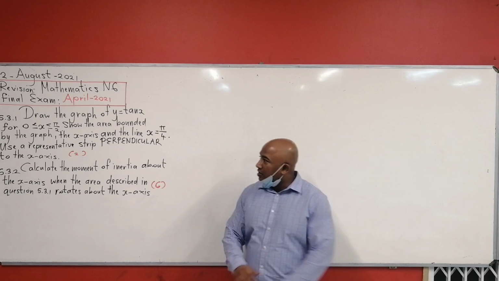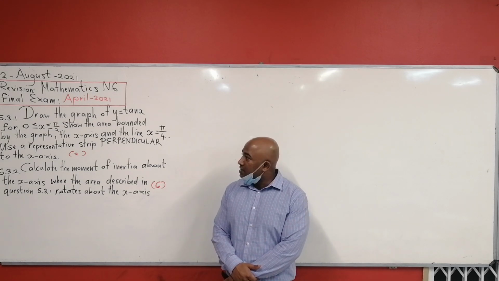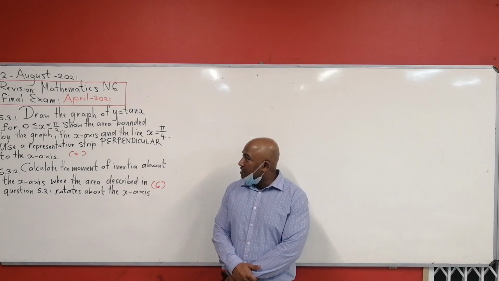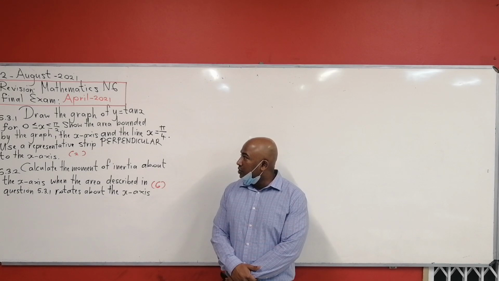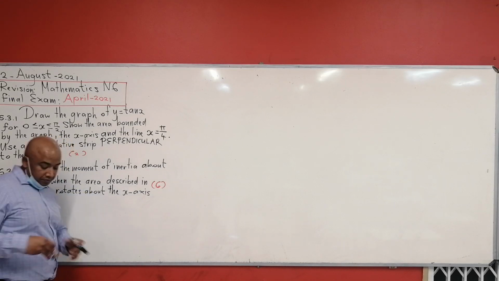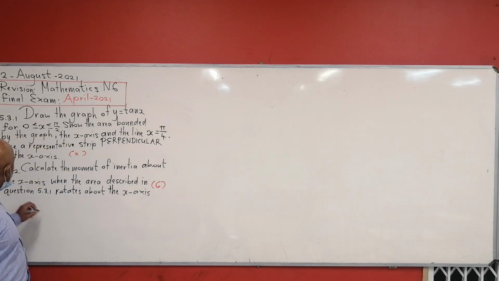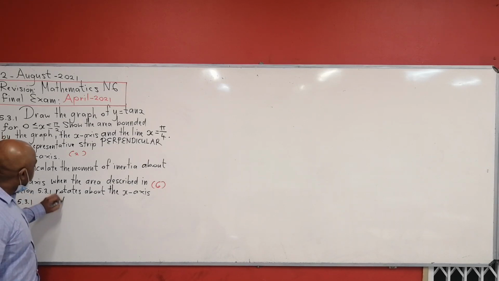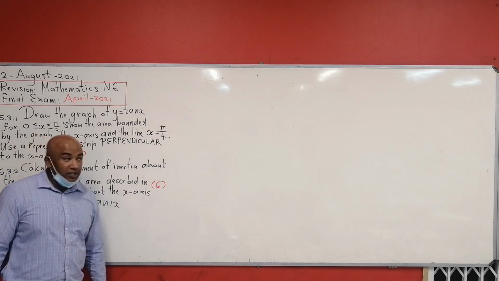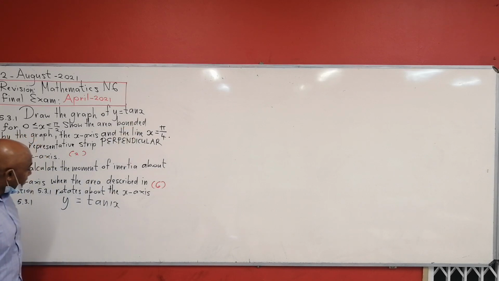Right, so draw the graph of y is equal to tan x from, we've got a domain there from 0 to pi over 2, show the area bounded by the graph, the x-axis, and the line x is equal to pi over 4. Right, so let's sketch this graph. So we have y is equal to tan of 1x. The coefficient of x here is just 1.